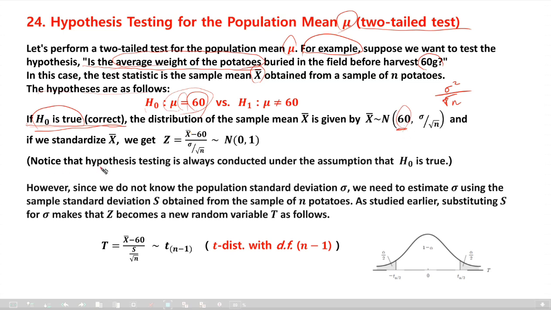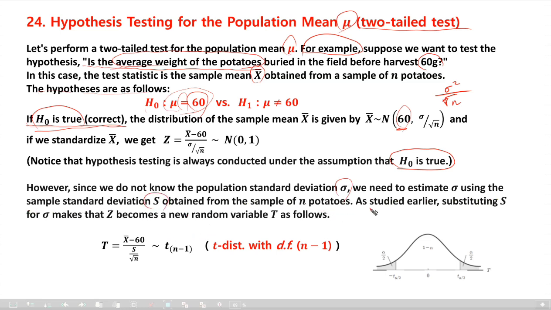Notice that hypothesis testing is always conducted under the assumption that H0 is true. Under that assumption, we have a procedure for testing hypotheses. However, since we do not know the population standard deviation sigma, we need to estimate sigma using the sample standard deviation S obtained from the sample of n potatoes.